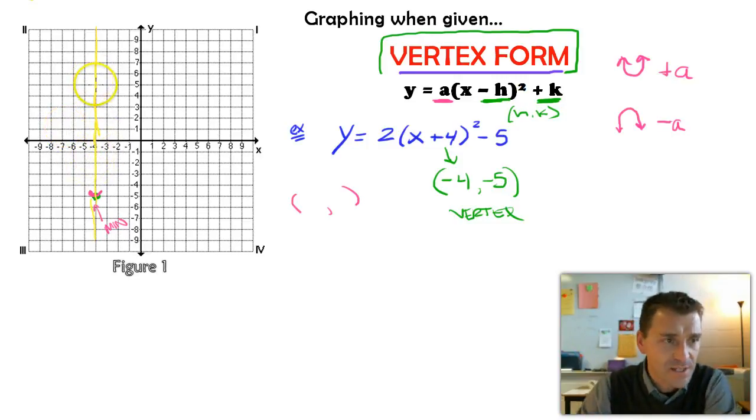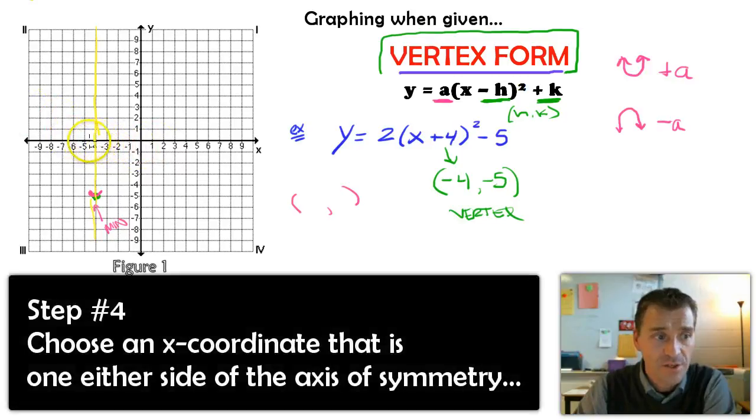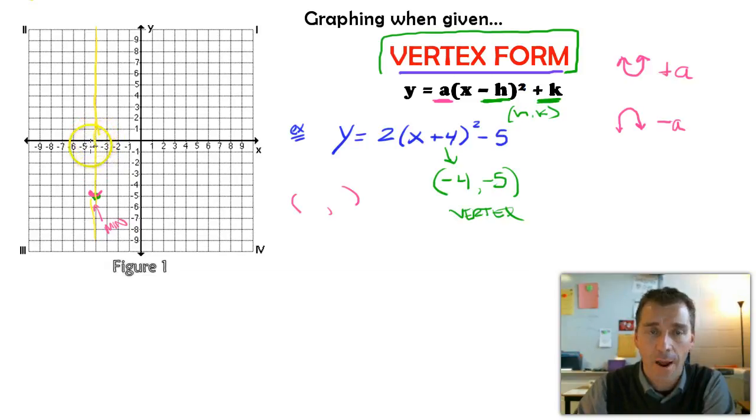So since this axis of symmetry goes right through -4 on the x-axis, I want to take another x coordinate that's somewhere close to it. I'm not talking down here, I'm talking up here, where my axis of symmetry goes through the x-axis. So I want to take either -3, -2, or -1, or on the other side, -5, -6, or -7. I don't want to choose 7, because that's not even close to where my axis of symmetry intersects the x-axis. So I'm going to choose -3.